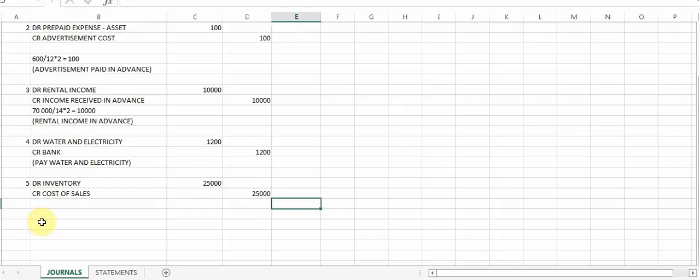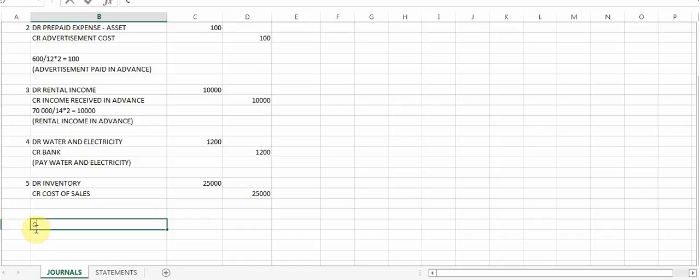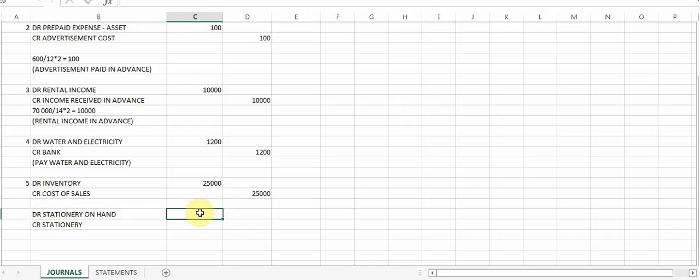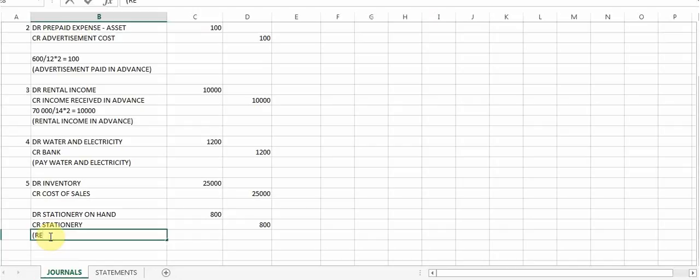The other one was the stationery that was still on hand, and closing inventory causes the expense to be less. So I'm going to say credit the stationery, and I am going to debit the account stationery on hand. And the amount there is 800 Rand. And my description will be record closing inventories provided.